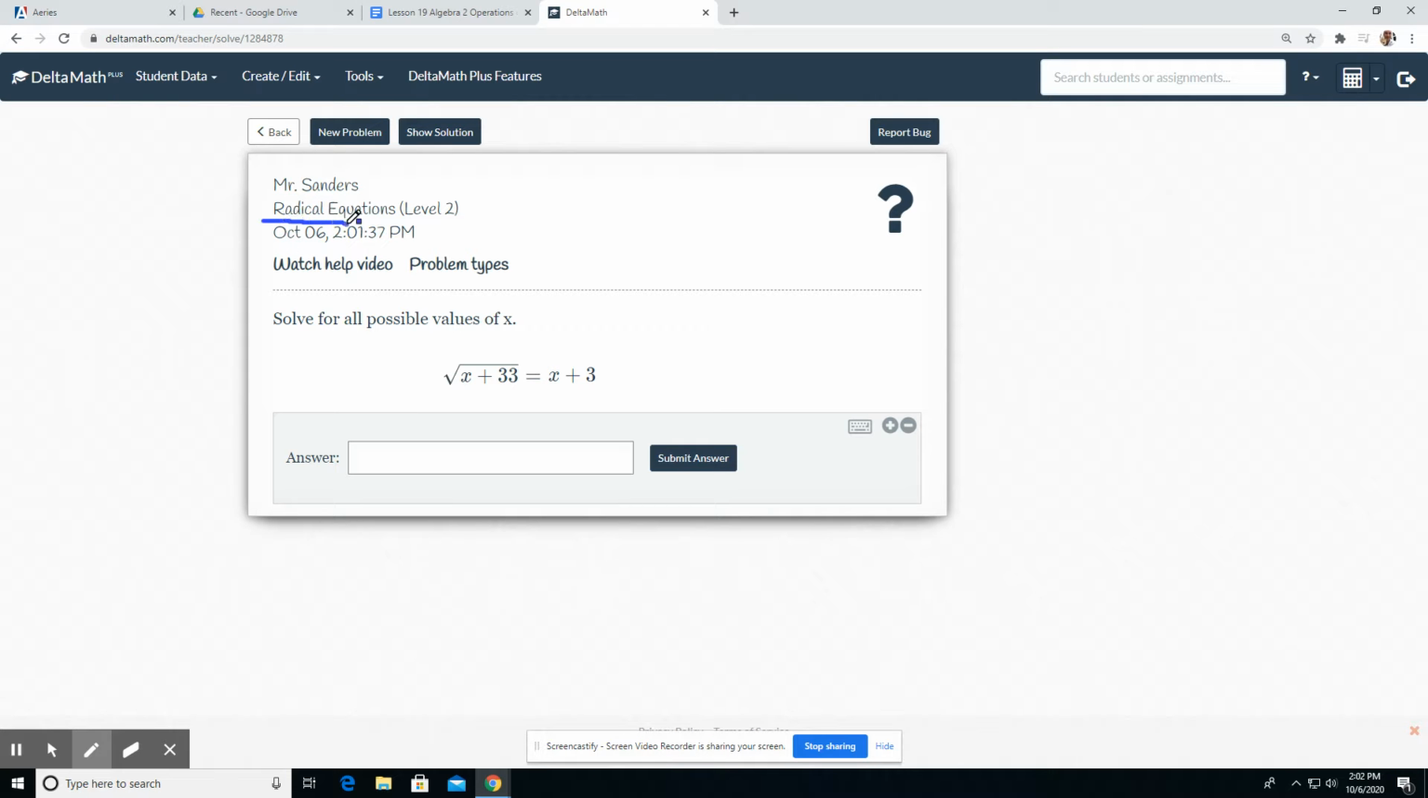We are doing radical equations, the second level. We're trying to solve for all possible values of x. The strategy is very similar. We need to get the square root by itself, and then we can undo the square root. That square root kind of traps our math right here. So let's go ahead and do that.